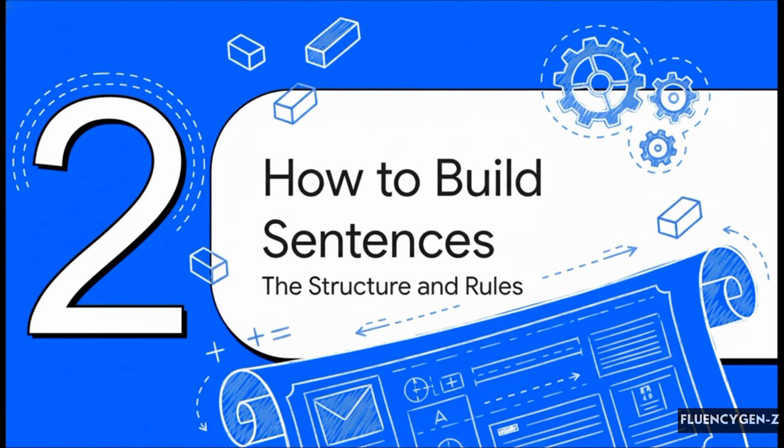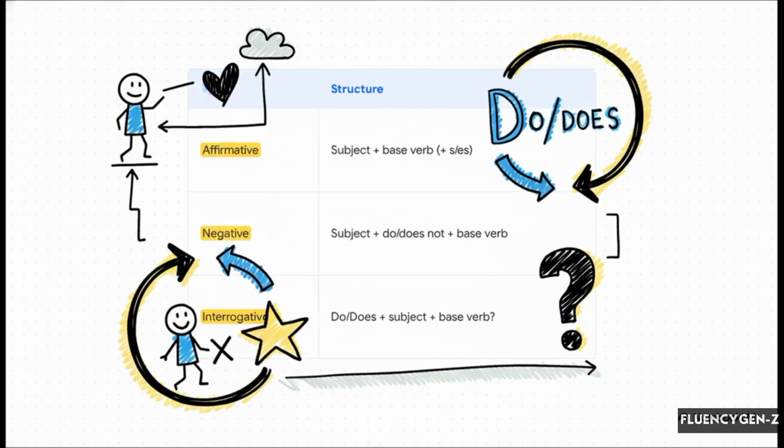All right, now for the really fun part, the blueprint. Let's look at the simple formulas you can use to build perfect present simple sentences every single time. It's easier than you think. This chart makes it look so simple, because it is. For a positive sentence, we call that affirmative, it's just the subject plus the verb. But when we want to make it negative or ask a question, we bring in a little helper, the verb do or does. And here's the key thing to notice. When we use do or does, the main verb always goes back to its original simple form.